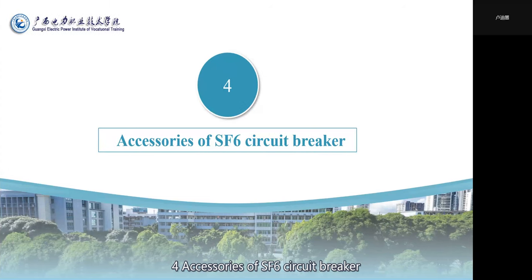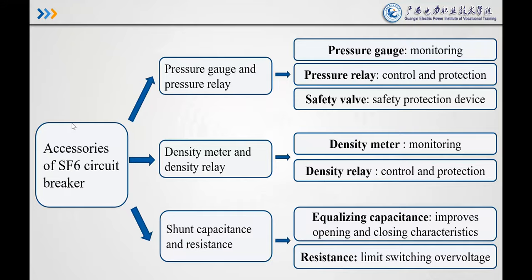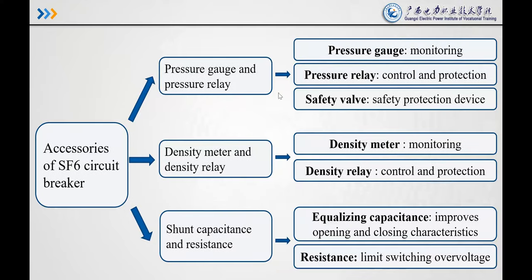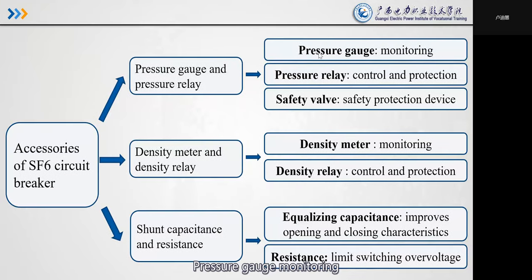Four. Accessories of SF6 circuit breaker. First, pressure gauge and pressure relay. Pressure gauge, monitoring. Pressure relay, control and protection. Safety valve, safety protection device.